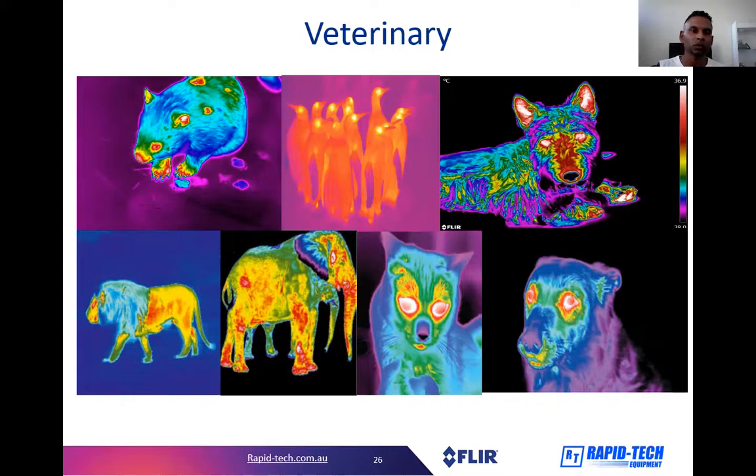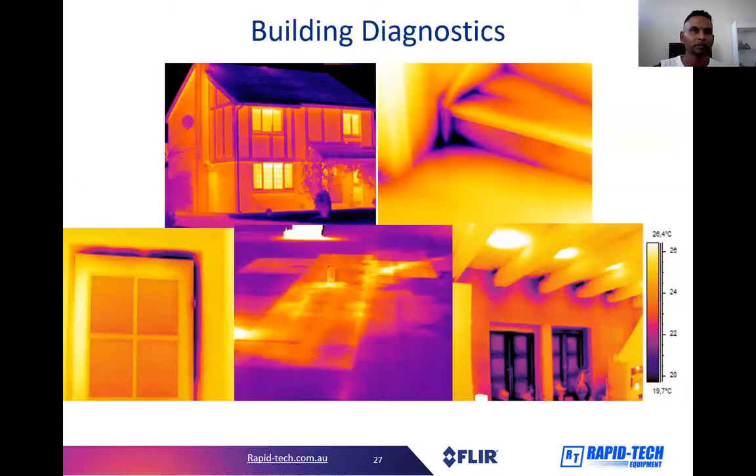Some hospitals use thermal cameras for research, to look at blood flow, for example for diabetes, that kind of application. One of the main applications at the moment that thermal cameras are being used for is building diagnostics.